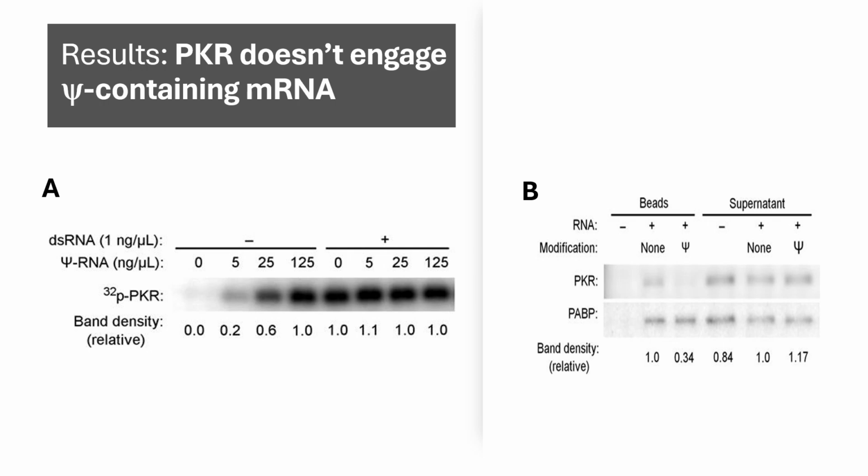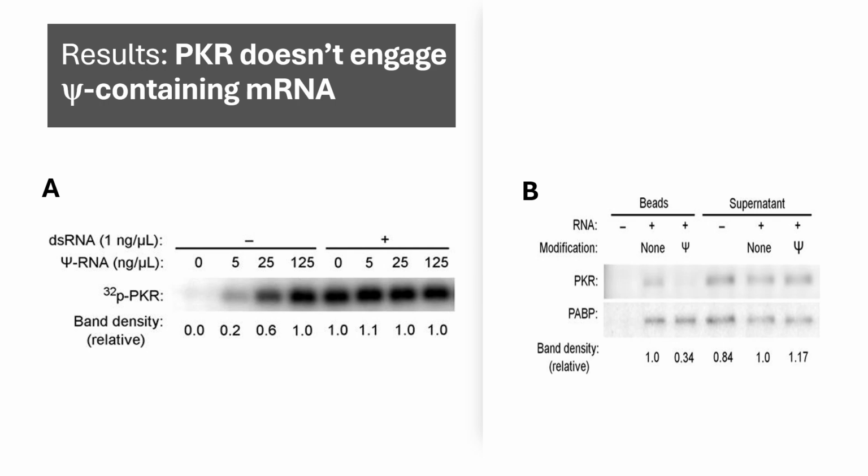In Part B, modified or unmodified biotinylated mRNAs were incubated in cells. RNA was pulled down using streptavidin beads. SDS-PAGE was used to separate the proteins, and PKR and poly-A binding protein were detected using Western blotting. Results showed that poly-A binding protein bound equally to pseudouridine-containing and unmodified mRNAs. However, PKR did not bind to pseudouridine-containing mRNAs as well as it did to unmodified mRNAs.